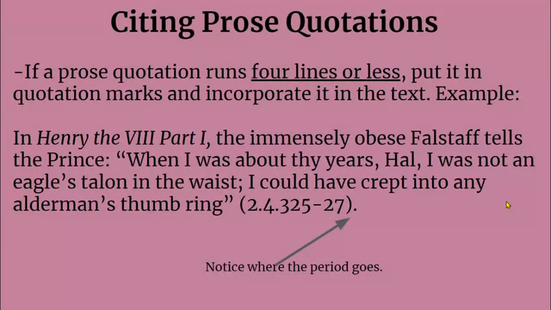Citing prose quotations. If a prose quotation runs 4 lines or less, put it in quotation marks and incorporate it in the text. And this is how you would normally incorporate a quote, just like any other time. So, for example, in Henry IV, Part 1, the immensely obese Falstaff tells the prince, "When I was about thy years, Hal, I was not an eagle's talon in the waist. I could have crept into any alderman's thumb ring." All right, so that is coming from Act 2, Scene 4, lines 325 through 327.